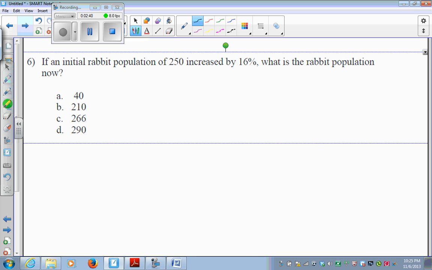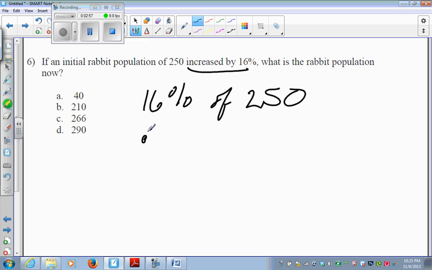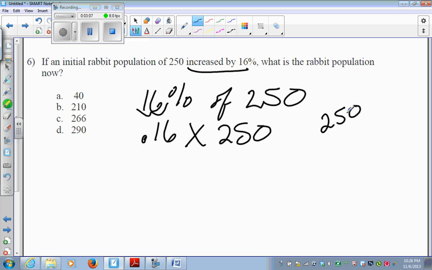If an initial rabbit population of 250 increased by 16%, what is the rabbit population now? So first of all, we've got to figure out how much it increased by. So 16% of 250. To turn that percent into a decimal, move the decimal 2 places to the left, so it's 0.16. Of is a code word for multiplication. So 250 times 0.16.